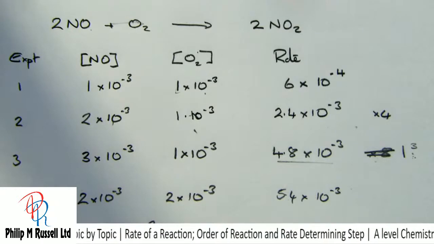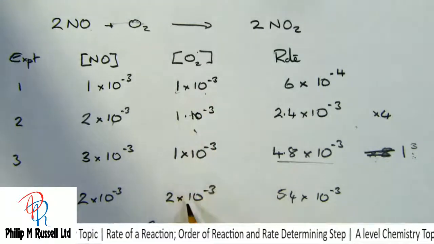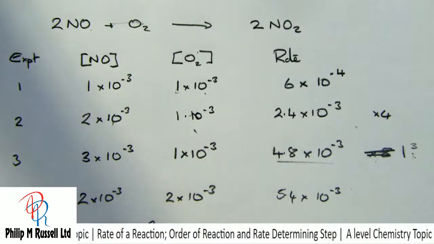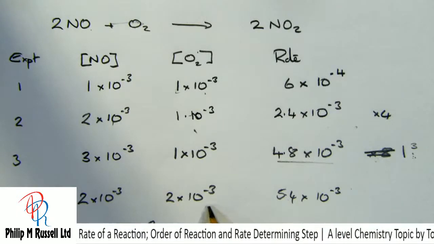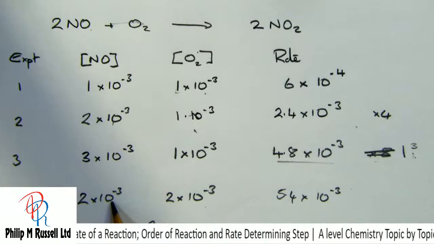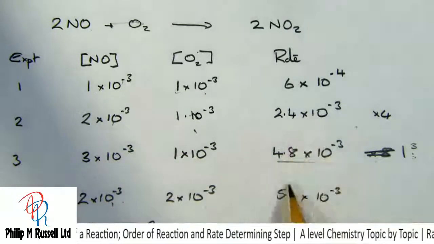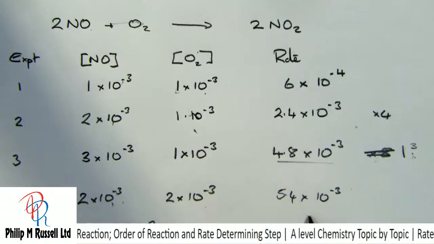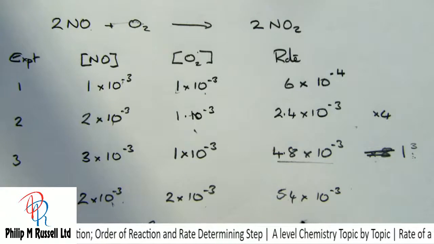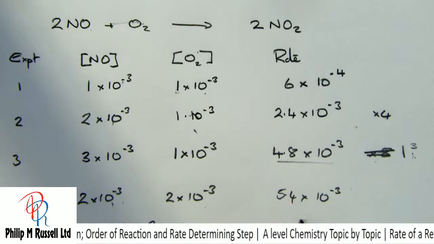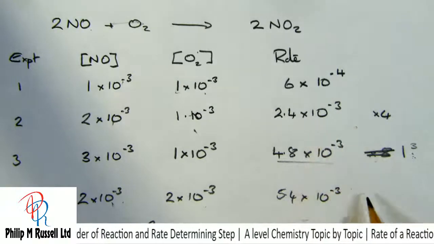Now let's have a look at the other one. Let's have a look at what's happening to the oxygen concentration. Now if we know what this one is doing, this one is doubling, then what's happening to the other one? So here the rate's increased 9-fold.